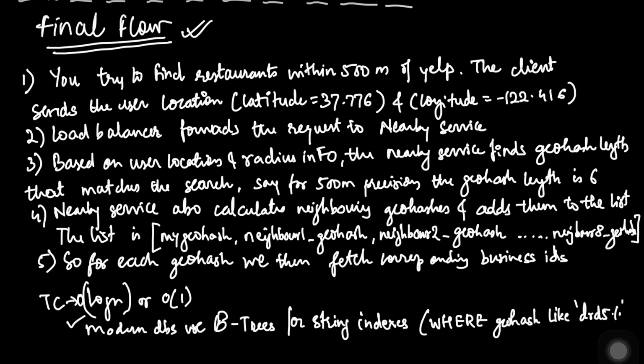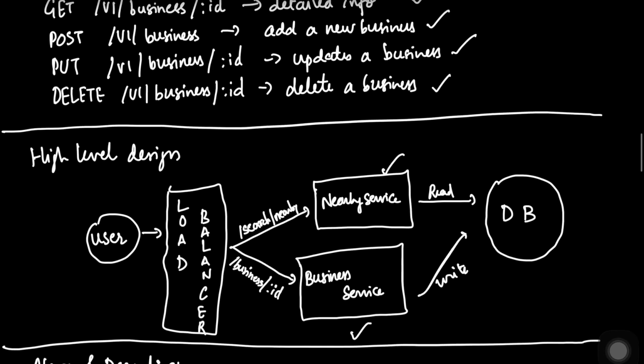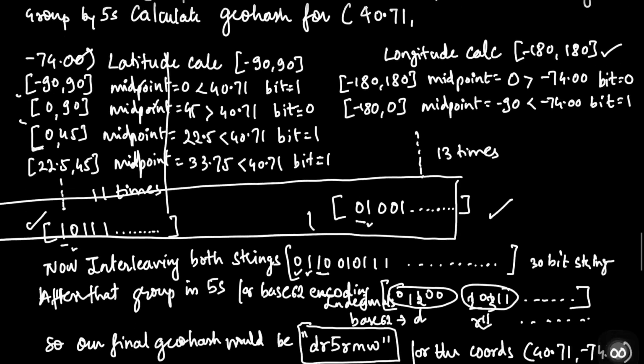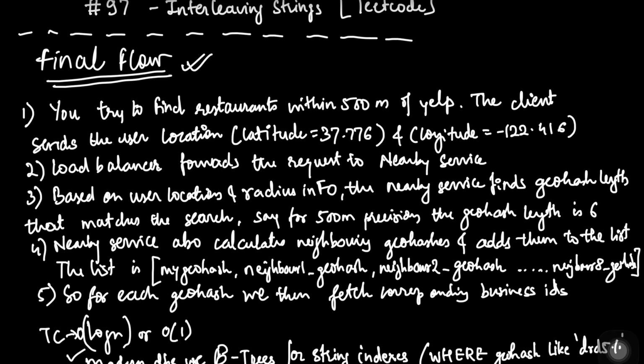service which we have also shown in our high level diagram, where this is the nearby service. We also have a business service that is for updation related to any business related data. Basically this is for business users, business owners I would say, and this is for the normal users who are going to use our application. Once we are done with that, based on the user location and the radius info, the nearby service finds the geohash length that matches the search.